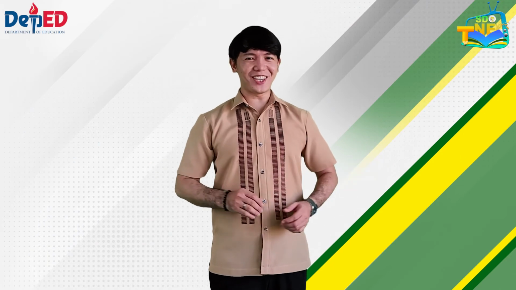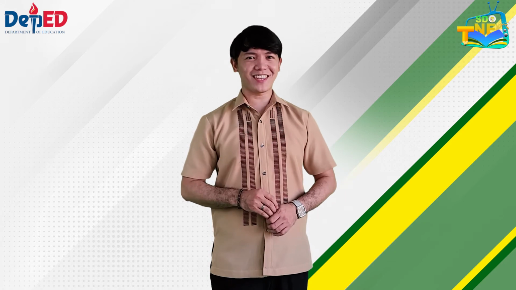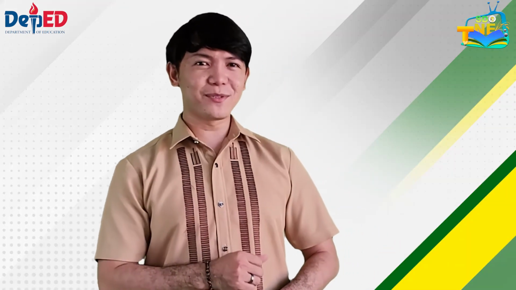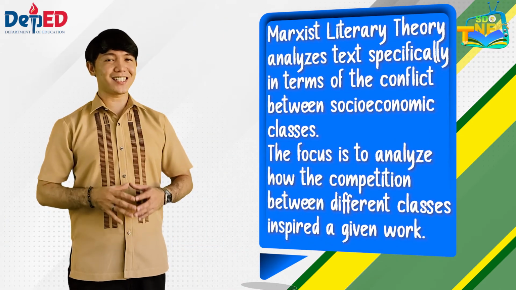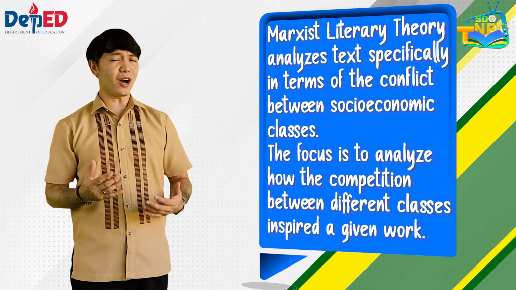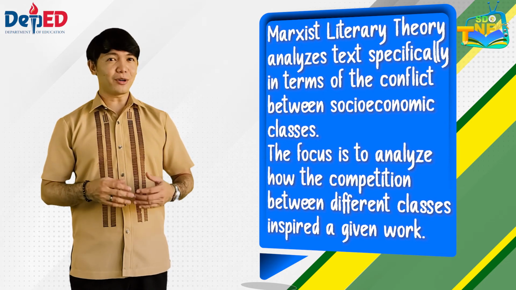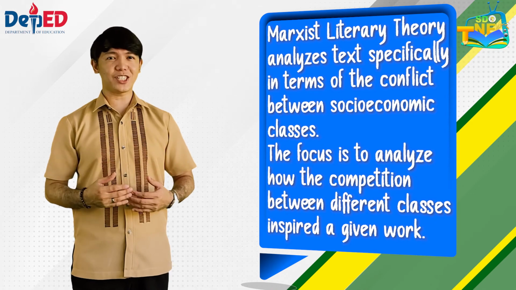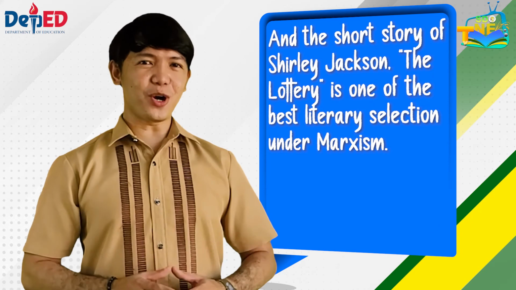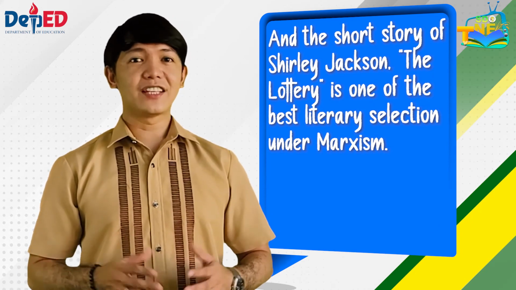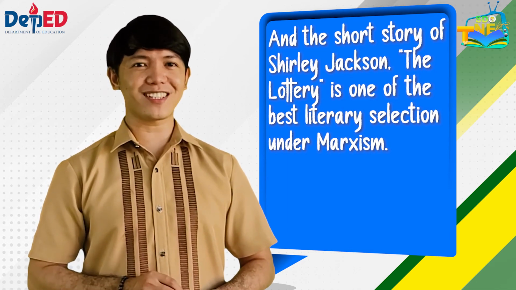Very good, English learners! You have critiqued a literary selection based on the Marxist theory. Again, what is Marxist literary theory? Marxist literary theory analyzes text specifically in terms of conflict between socio-economic societies. The focus is to analyze how the competition between different classes inspires a given work. In the story of Shirley Jackson, The Lottery is one of the best literary selections under Marxism.